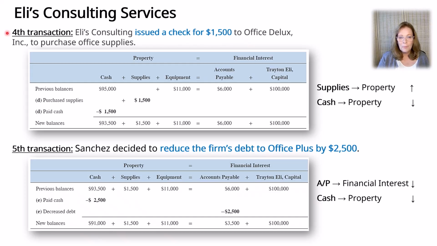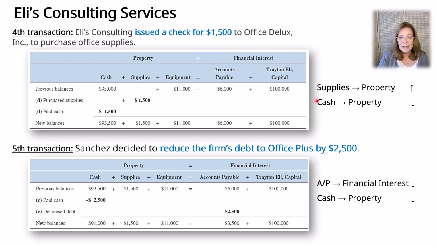Let's look at the fourth transaction. Eli's Consulting Services issued a check for $1,500 to Office Deluxe Inc. to purchase office supplies. So let's analyze this business event. The company now has more office supplies. Office supplies is something the company owns, meaning property. So an increase to the property side of the equation. And the company's cash decreased because Eli's Consulting issued a check.